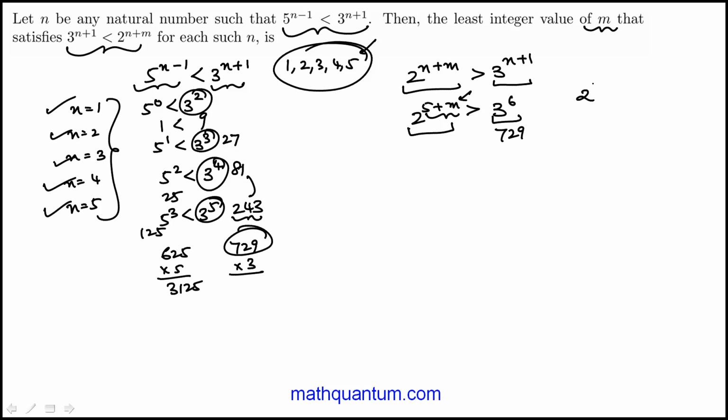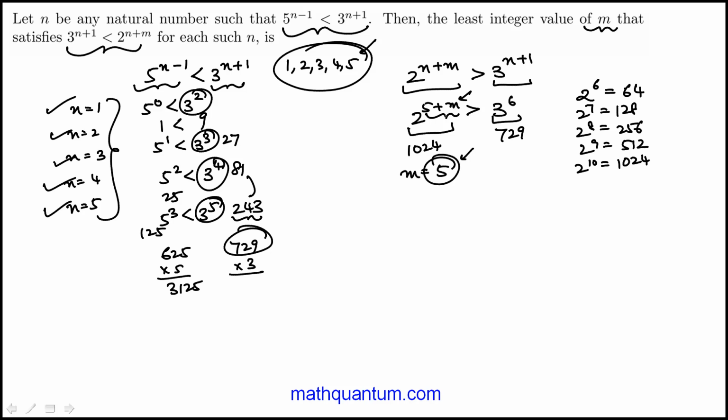Now, powers of 2, maybe most of you know what those are, but if you don't, just generate them starting at some point. 2 to the 8 is 256, 2 to the 9 is 512, 2 to the 10 is 1024. So we need this to be 1024, which means m needs to be 5. So that's the least I'm getting here.